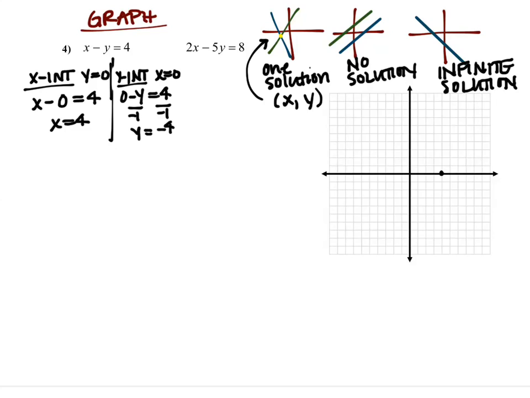So I have this line where I have the two intercepts. We're going to draw them and then draw the line that matches them.